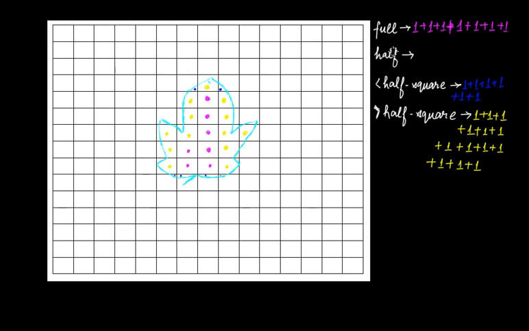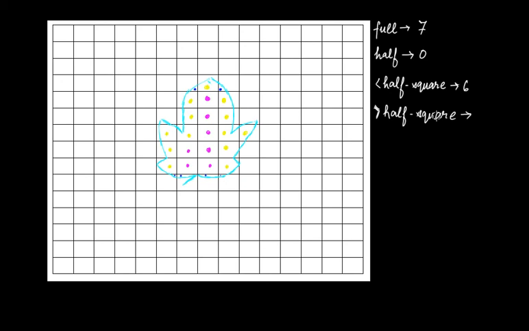Let's start calculating the area. So 1, 2, 3, 4, 5, 6 and 7. We have 7 full squares. We have 0 half squares. 1, 2, 3, 4, 5, 6. We have 6 such squares which are less than a half square. So this is 6. And then we have 3, 3, 6, 4, 10 and 13. So we have 13 such squares which are greater than half square.